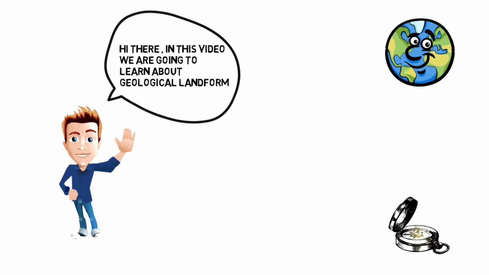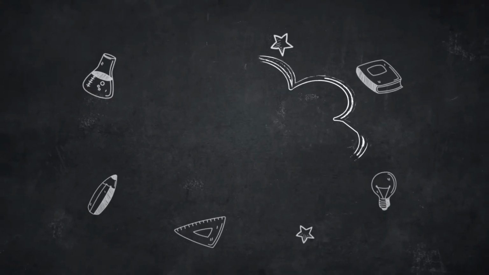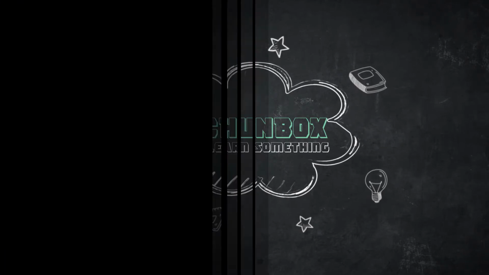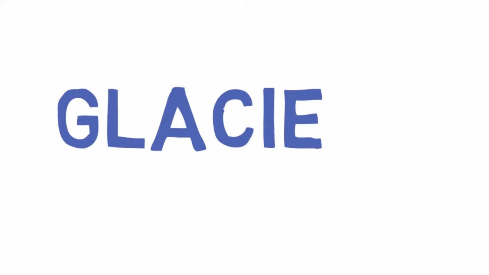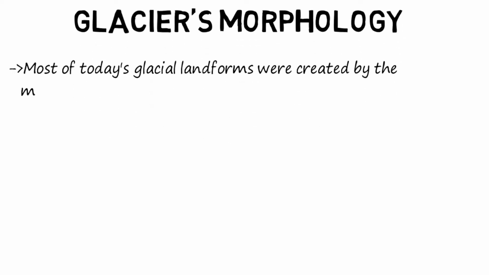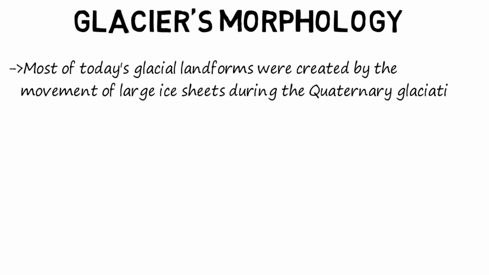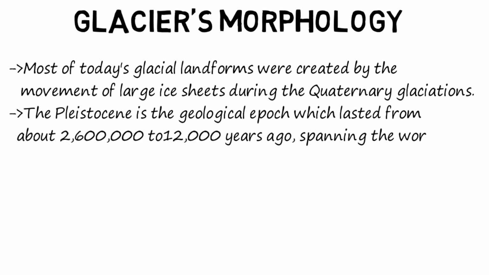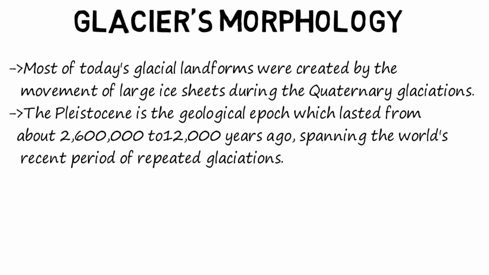So, let's start today's topic. Today in this video we are going to learn about glaciers. The geomorphic agent is the glacier. Most of today's glacial landforms were created by the movement of large ice sheets during the Quaternary glaciations. The Pleistocene is the geological epoch which lasted from about 2,600,000 to 12,000 years ago, spanning the world's recent period of repeated glaciations.